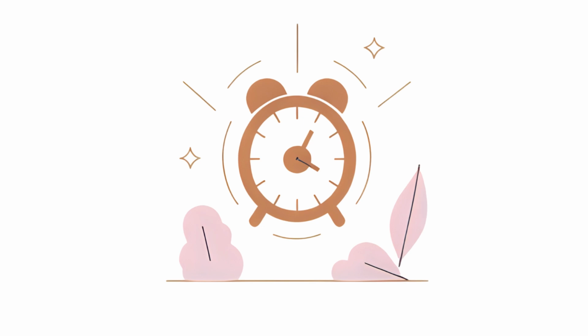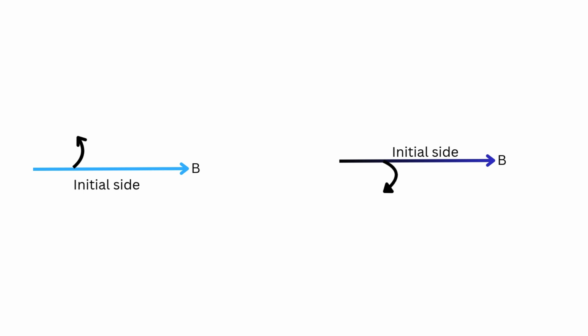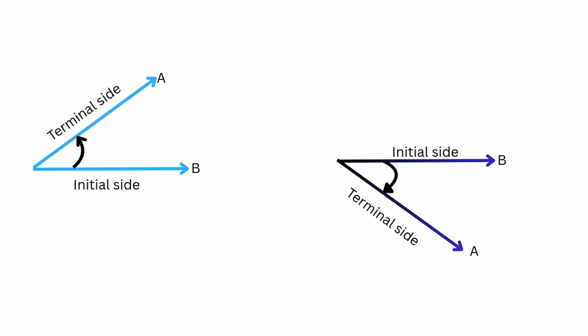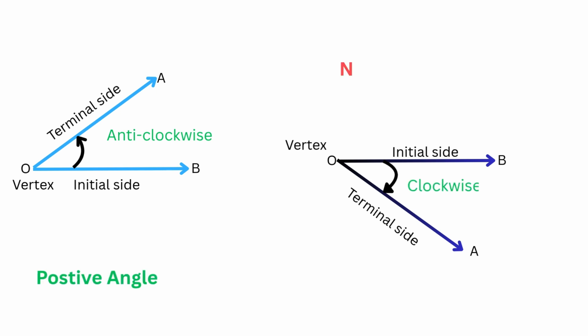So, just like the hands of a clock rotate around the center, angles in trigonometry show rotation around the origin of a unit circle. An angle is basically a measure of how much a ray rotates around a fixed point. The starting position of the ray is called the initial side, and after it rotates, the new position is the terminal side. That fixed point where it rotates is the vertex. If the rotation is anti-clockwise, the angle is positive, and if it's clockwise, it's negative.